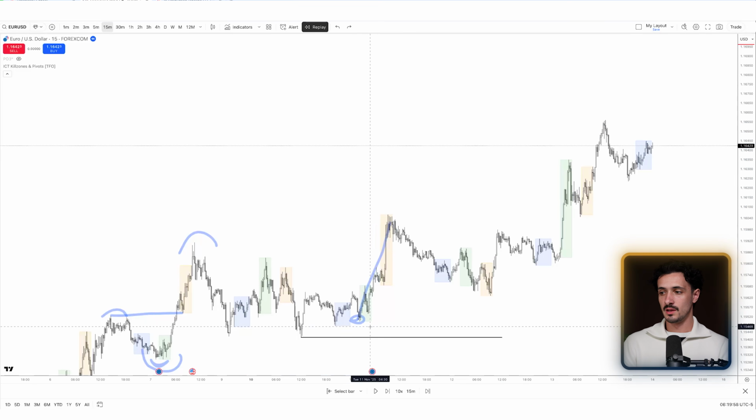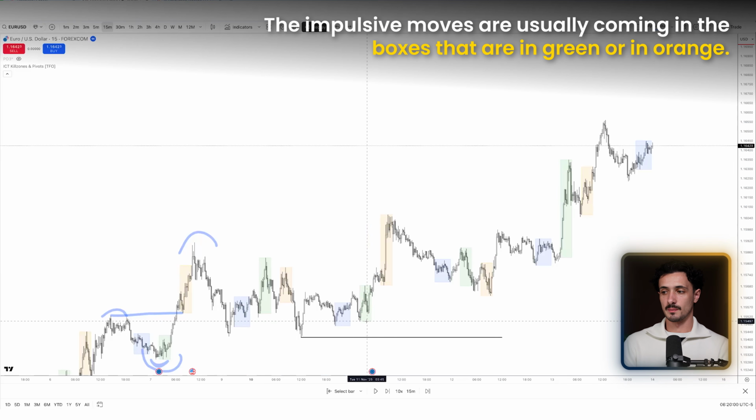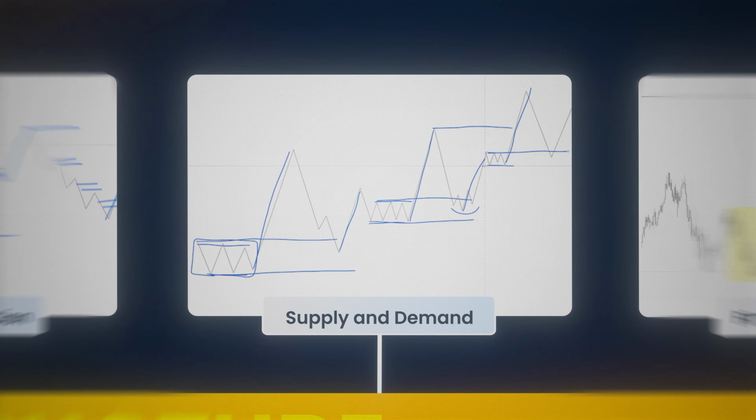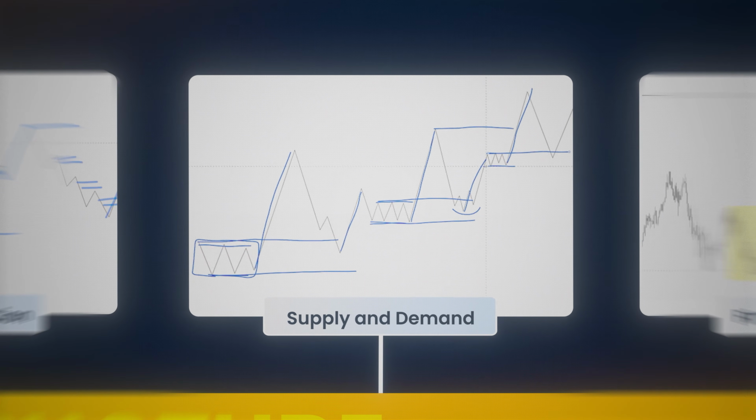And notice as well that the impulsive moves are usually coming in the boxes that are in green or in orange. Those are my key trading windows. Okay, now I want to talk to you about one of the most important concepts if you want to be able to trade with market structure for the best results. And that is ultimately trading market structure with supply and demand.